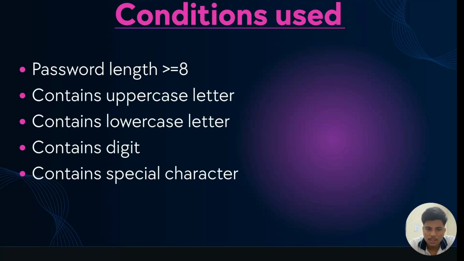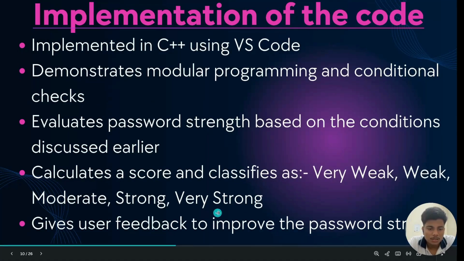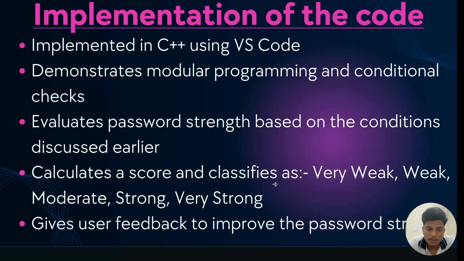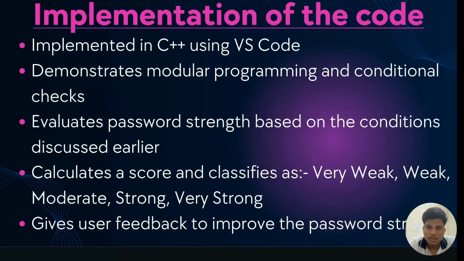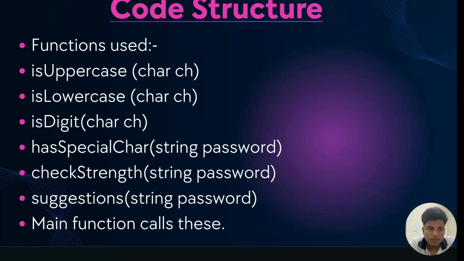It should contain a lowercase letter. It should contain a digit. It should contain a special character. The code also calculates the score and classifies it as very weak, moderate, strong, and very strong. It also gives the user feedback and suggestions to improve the password strength. Let's now look at the structure of the code.